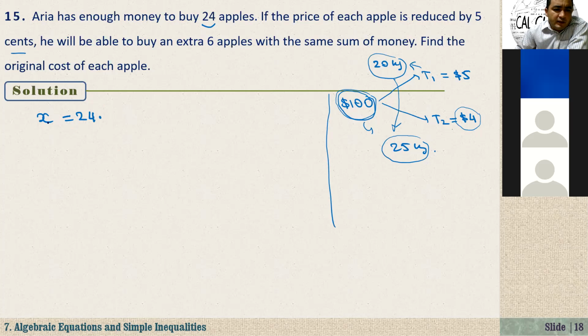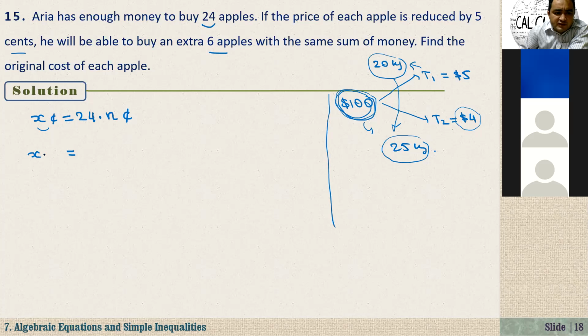Okay. Arya has X cents, and she can buy 24 apples if each apple, I don't know its price, let's say it is N cents, because I don't know its price. If the price of each apple is reduced by 5 cents, now the second case, she will be able to buy an extra 6 apples with the same sum of money. So this sum of money is not changing, like we are talking about $100 here.